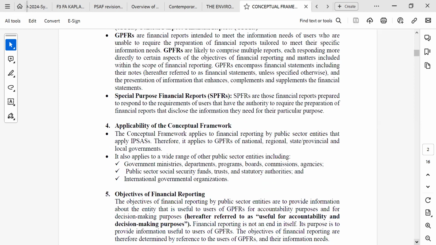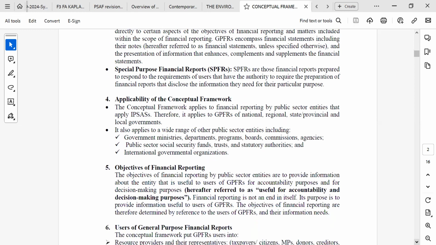Let's come to the objective of financial reporting in the public sector. What is the objective of financial reporting? The objective of financial reporting in the public sector is to provide useful information for accountability purposes and also decision-making purposes. So why are we preparing financial reports in the public sector?